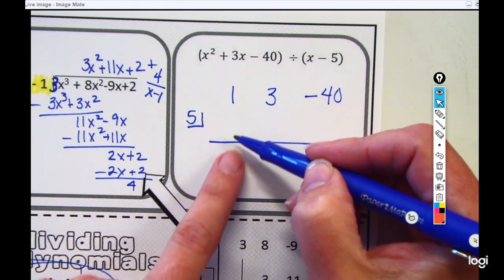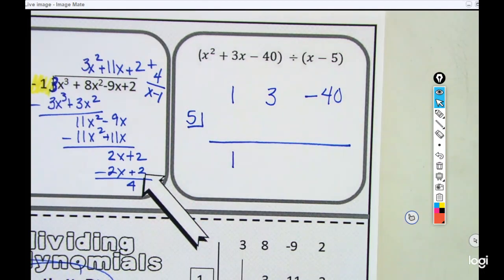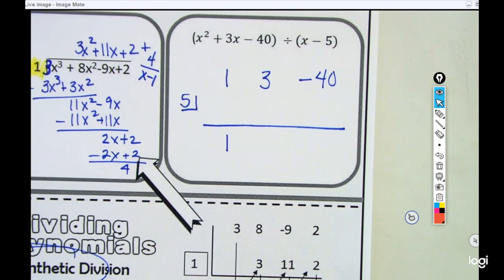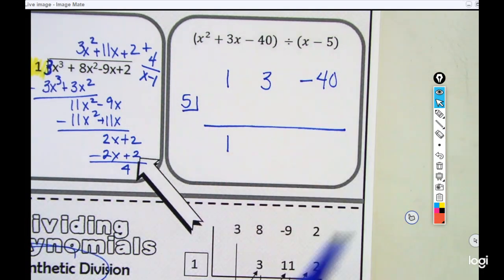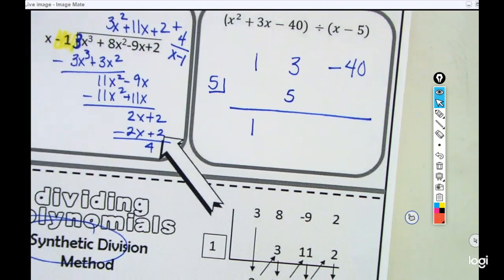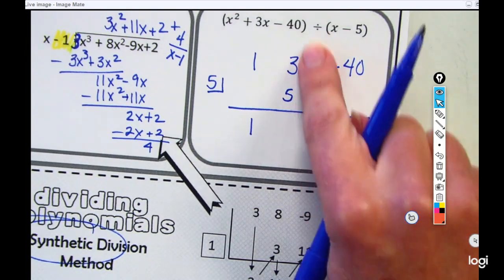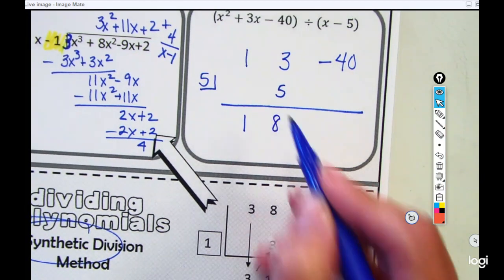Bring down the first number. That's always your first step. Bring down the first number. Multiply. 5 times 1. Okay, you put that here. Combine those numbers. 3 and 5 make 8.